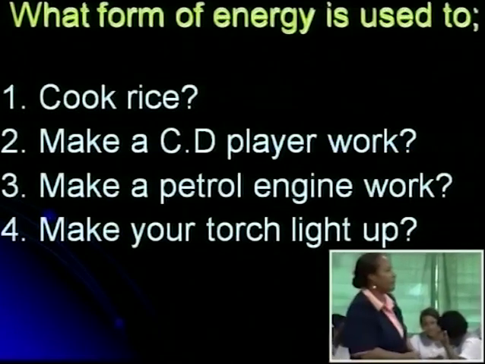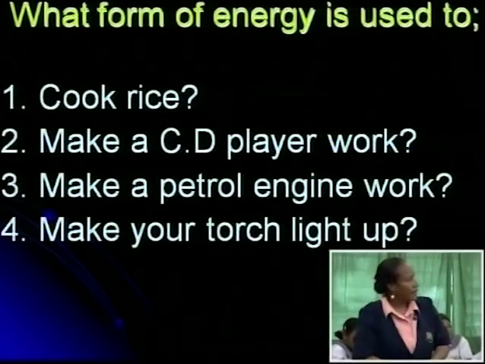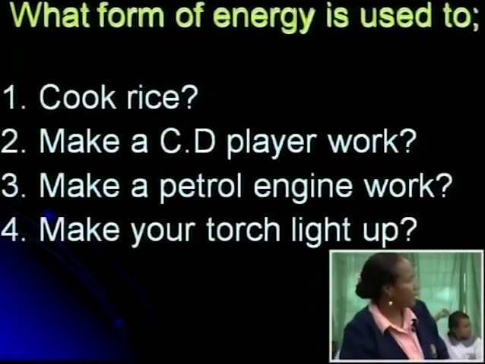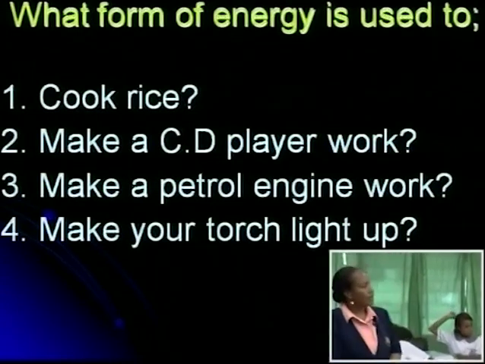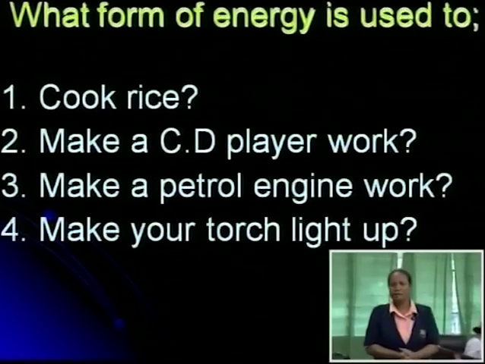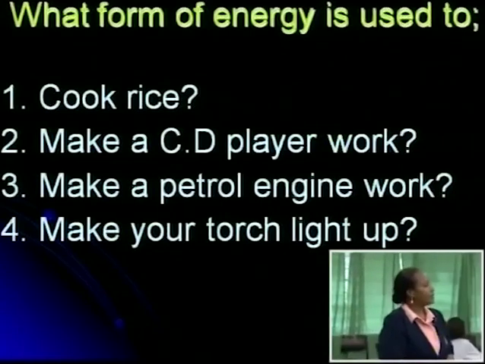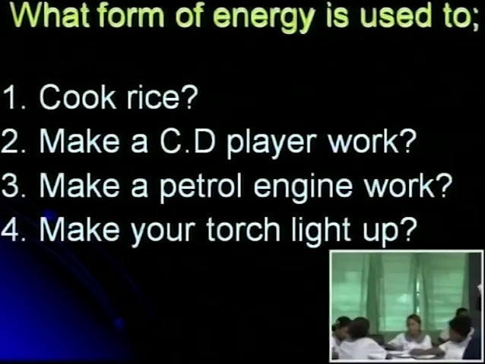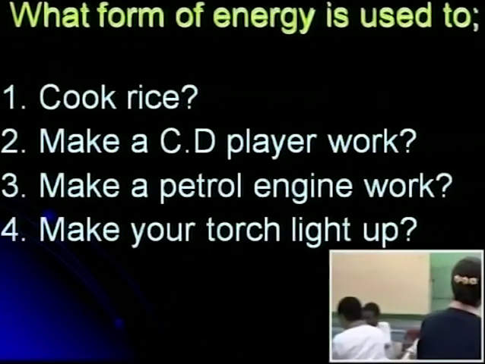All right, hands up if you have done number 3 already. You are now on number 3. Hands up number 4. Right. Number 1, hands up if you are on number 1.